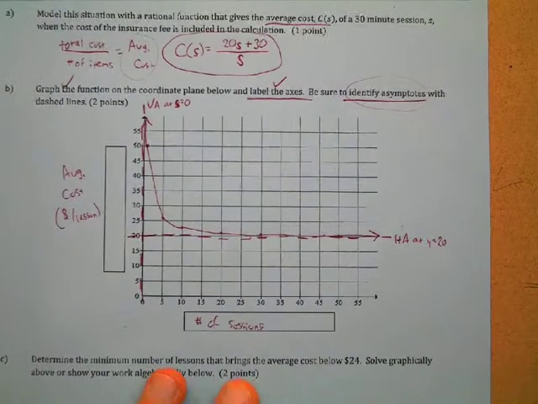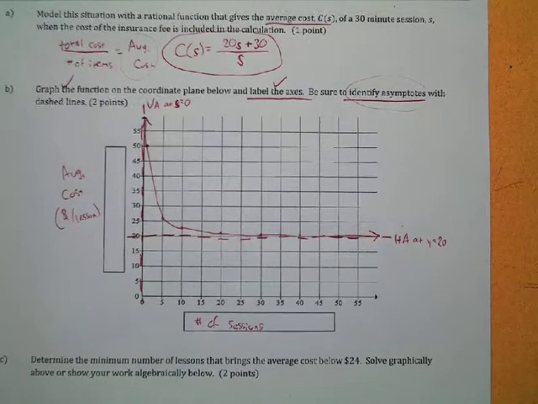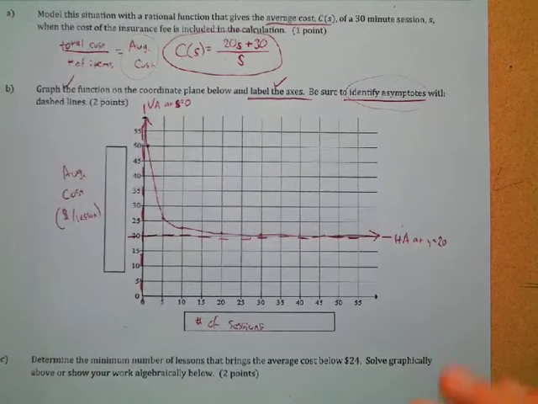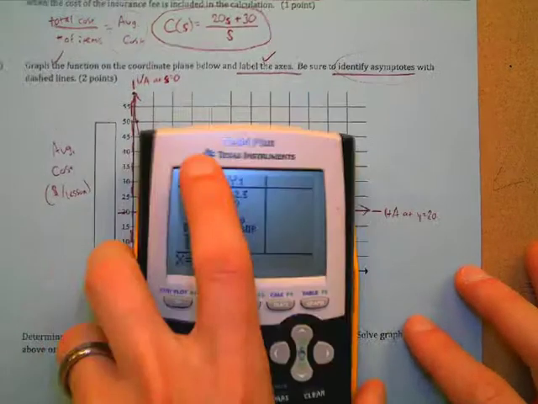Okay. Now, Nick, what clued you in that we had a horizontal asymptote at 20? Did you just look at the graph and you kind of could tell? Yeah, kind of. Okay, what else did you use? What in the calculator did you look at to help determine? The table, yes.